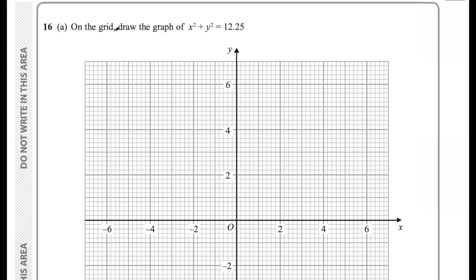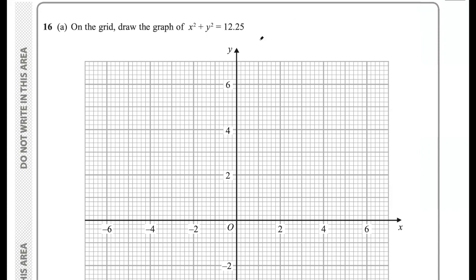On to question 16. Question 16, part A says, on the grid, draw the graph of x squared plus y squared equals 12.25. For this type of question, it's really going to help you to recognize immediately that this must be a circle. This is what the equation of a circle looks like: x squared plus y squared equals 12.25. You can also have (x take 2) plus (y take 3) all squared equal to some number, whatever it would be.